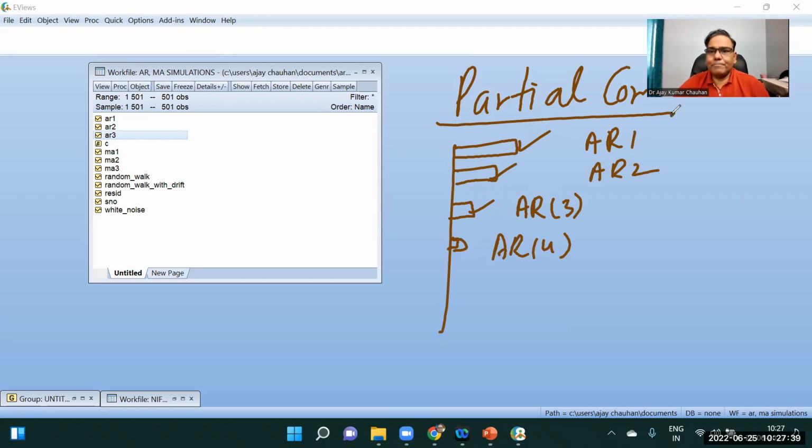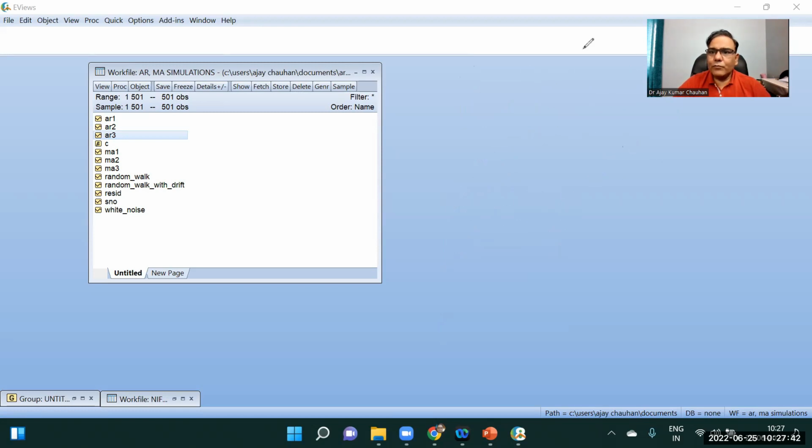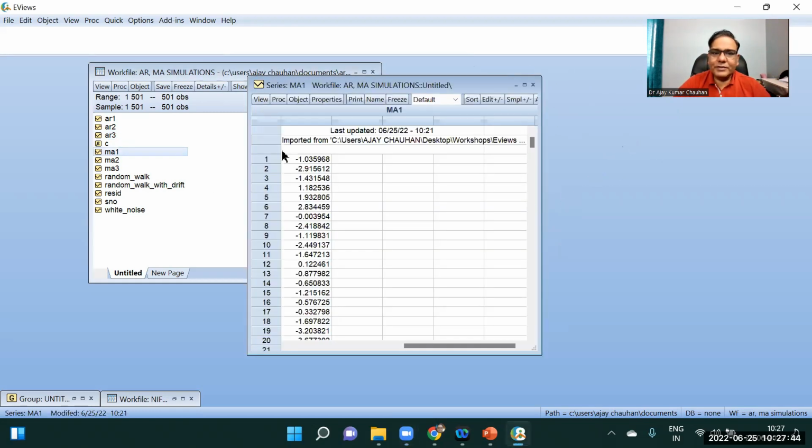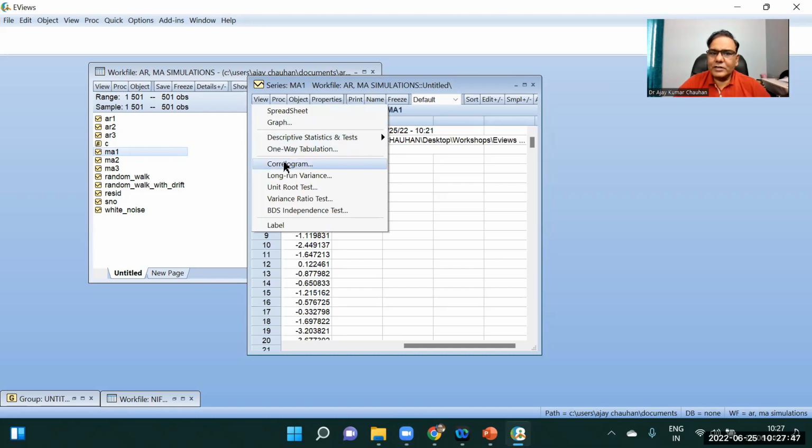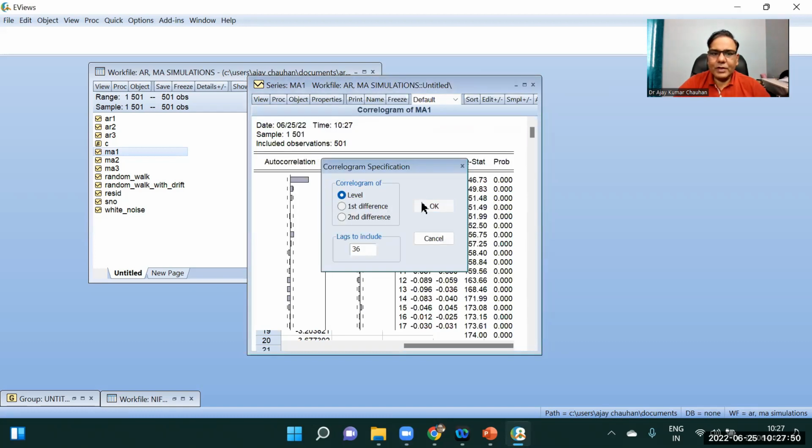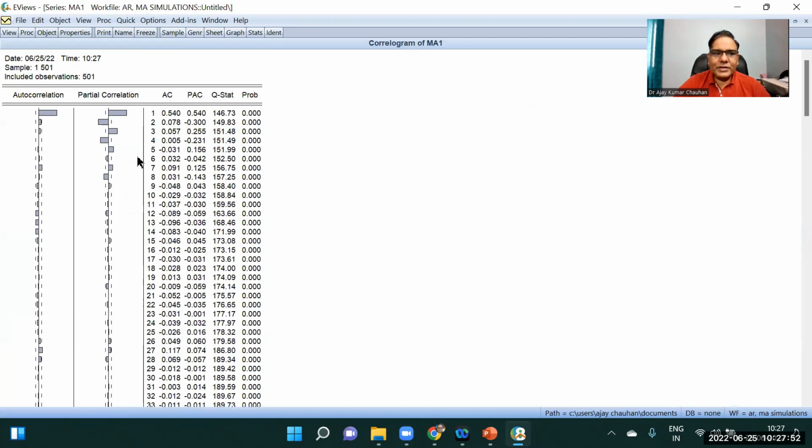Now let's move to the MA. It is an MA series. And let's move to the correlogram. Now you can see that this partial correlation is not meaningful for me. This part is important: autocorrelation, only 1 spike. So how many MA terms, how many error terms we have to include will be decided on the basis of autocorrelation. So only one spike is telling you this is an MA1 series.